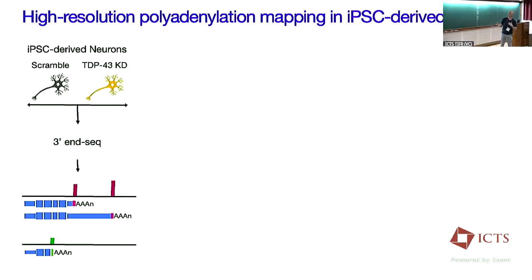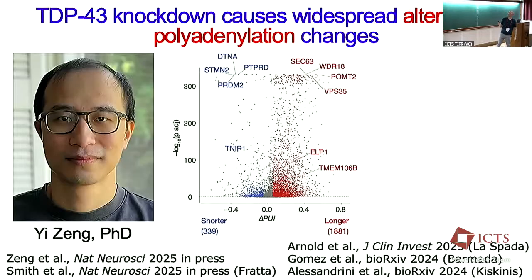He then used a new technique called 3'N-seq, because RNA-seq APA analysis relies on existing annotations, and he is able to get base pair resolution to find novel alternative polyadenylation events.